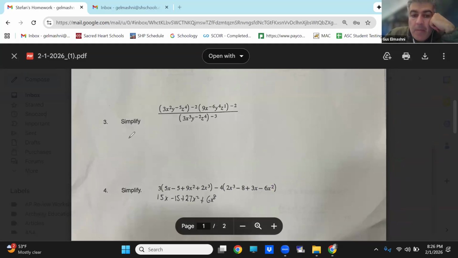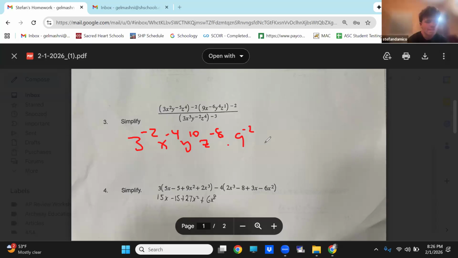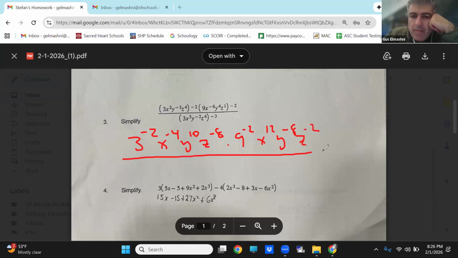Okay, same thing again. You distribute this exponent to everything in here. So you multiply, x squared, negative 2, x negative 4, y10, z negative 8, 9 negative 2, x12, y negative 8, z negative 2. And same thing here, 3 negative 3, x negative 9, y6, z negative 12.